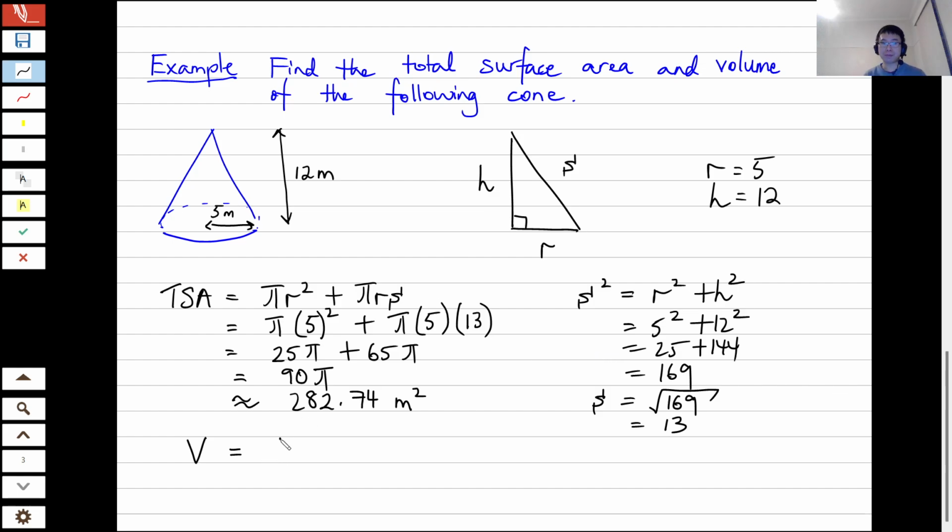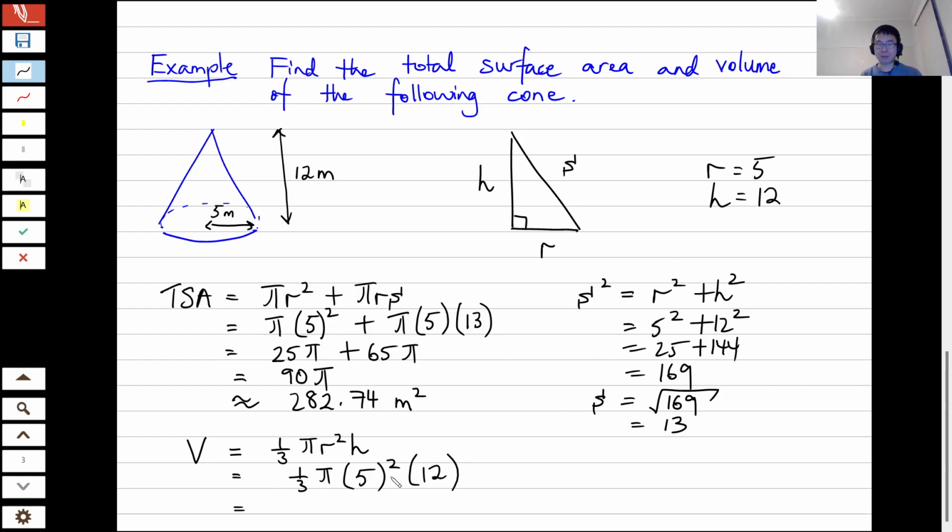The volume is 1/3 pi r squared times h. And that gives us 1/3 times pi times the radius squared times the height. Notice that we did not need the slant height for the volume. So if you wanted to, you could have started with the volume calculation and then found S and then found the total surface area. That would also have been fine.